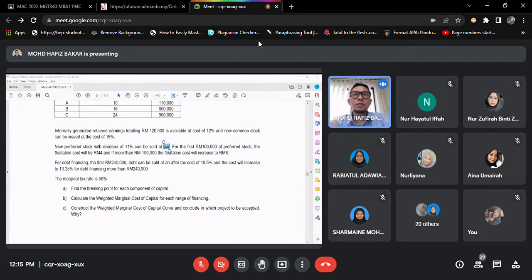Siapa nak cuba? Saya panggil nama lah. Nurliana. Berapa value of par value for preferred stock?